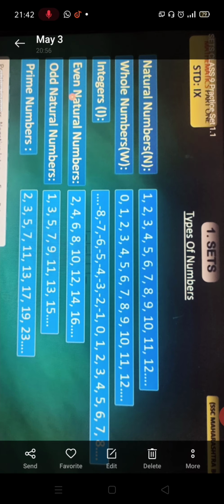So we can have even numbers here: 2, 4, 6, 8 and so on. And the odd numbers: 1, 3, 5, 7, 9 and so on. Prime numbers are those not divisible by anything other than the two factors, that is 1 and the number itself. So we have here 2, 3, 5, 7, 11 and so on. You need to know this very well so that the sums can be solved very easily.